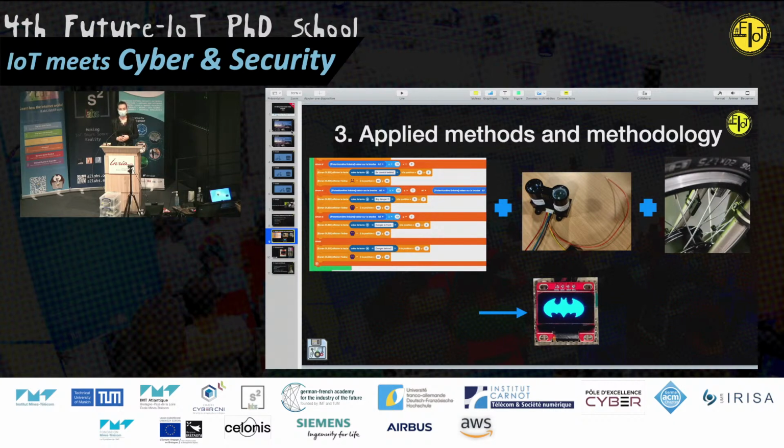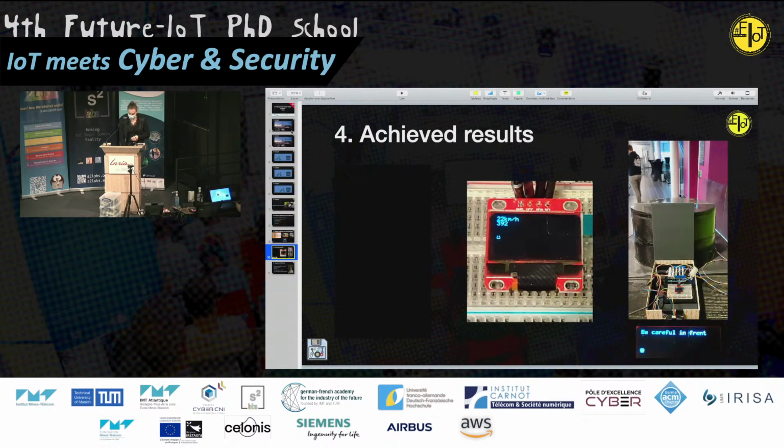And so we compute different degrees of danger. For example, if we have just 2 meters between the bicycle and another vehicle, it's very dangerous. So we can display on a little screen information for the user that it's very dangerous and you have to be careful. So these are the achieved results. I hope it works.